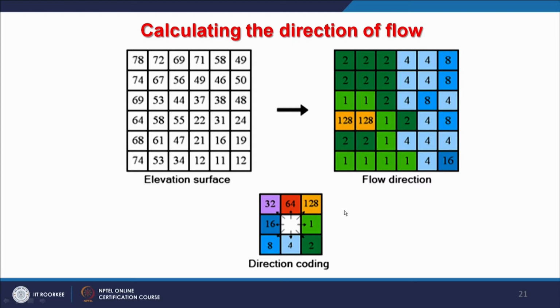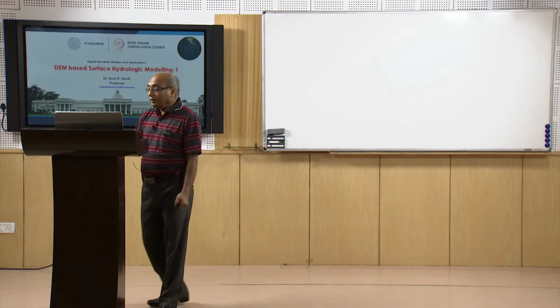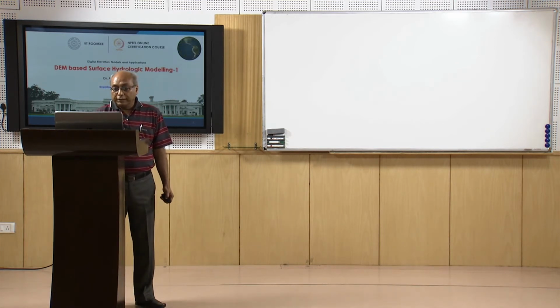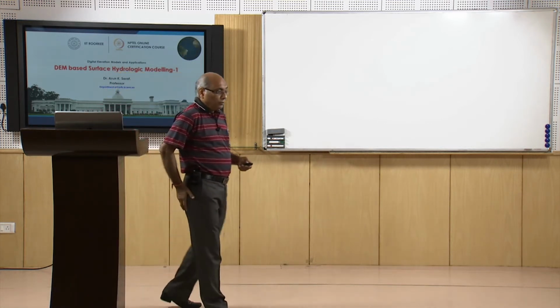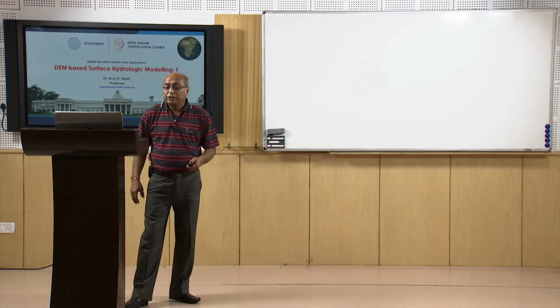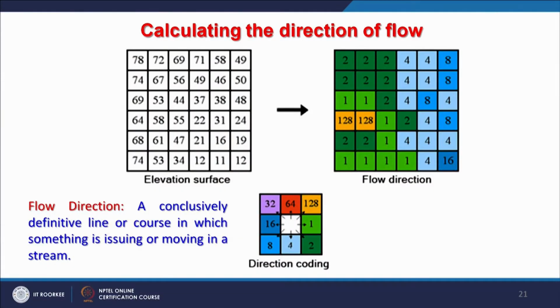That means the flow in these directions within this example DEM is there, but in other directions, like the north direction and northwest direction, there is no flow. So it is not necessary that all codes will be present within a given DEM. It depends on in which direction the water is going to flow from one cell to another cell. So flow direction is, conclusively, a definite line or course in which something is issuing or moving in a stream.